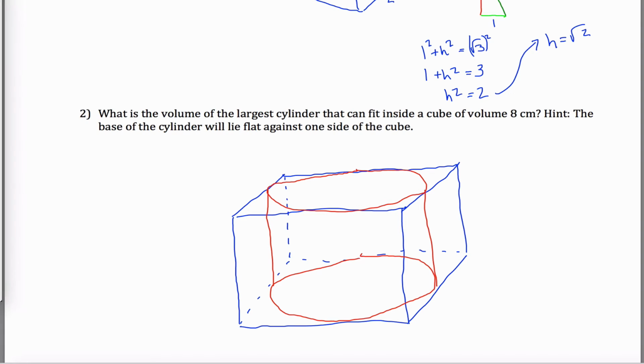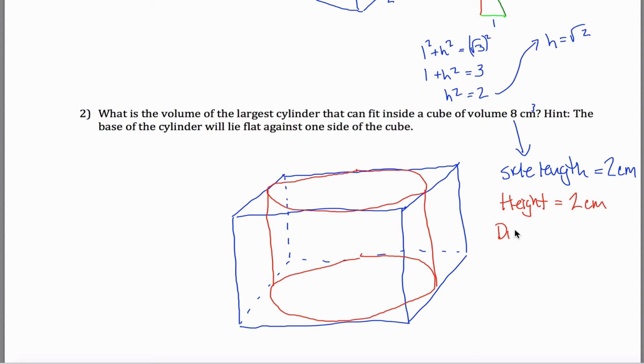Okay, so if the cube has a volume of 8 centimeters, I guess really these are centimeters cubed, what that means is the side length is equal to 2, I guess centimeters in this case. And so what that tells me is that the height of my cylinder is equal to 2 centimeters, and the diameter of my cylinder is also equal to 2 centimeters.